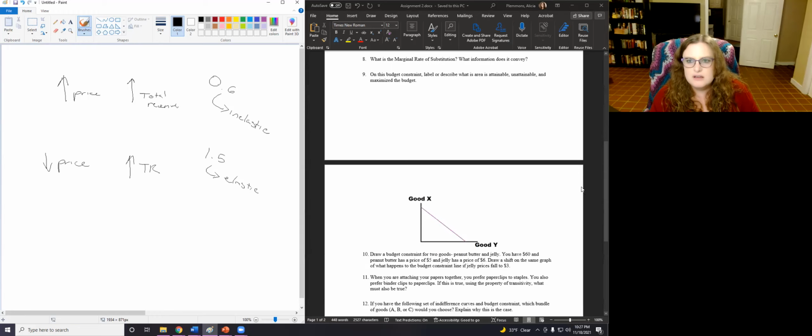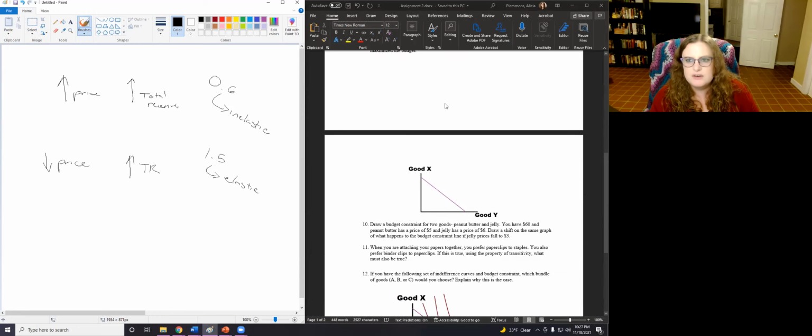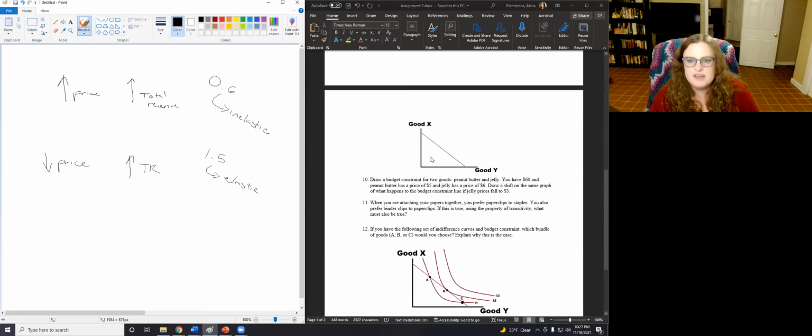Let's see. The rest are mostly definitions, talking about what's attainable and unattainable. So attainable is on the inside of a budget constraint. Unattainable is on the outside of a budget constraint. The budget constraint line itself, this is efficient. We want to have efficiency. We want to use every bit of things that we have.